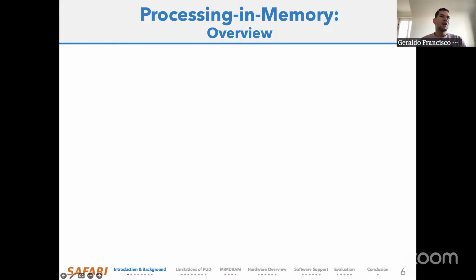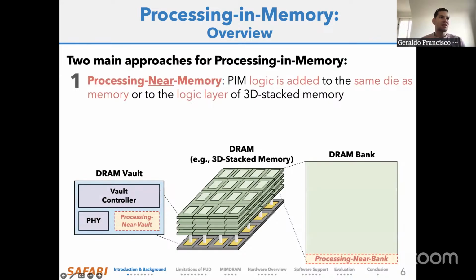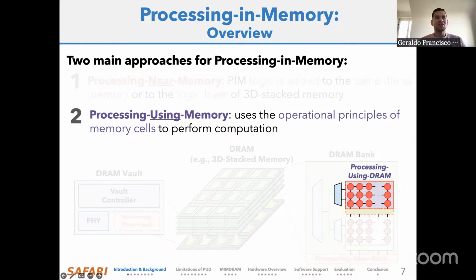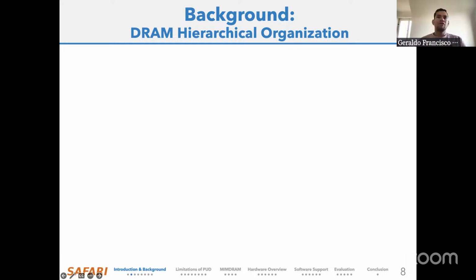So as you know, we provided this taxonomy some weeks ago. We have two main approaches of processing in memory architectures: processing near memory, which adds logic near the memory arrays for computation, or processing using memory, which uses the analog operating principles of the memory cells themselves to perform computation. And in this work, we are targeting processing using DRAM architectures, which use the analog operating principle of DRAM cells for computation.